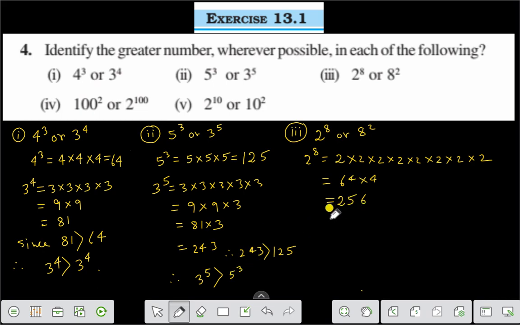Now 8 to the power 2 is equal to 8 into 8, and that is equal to 64.